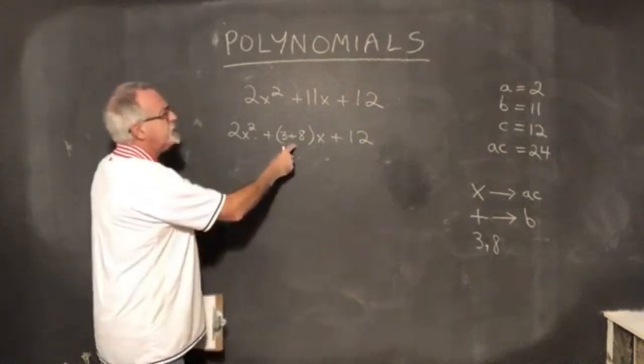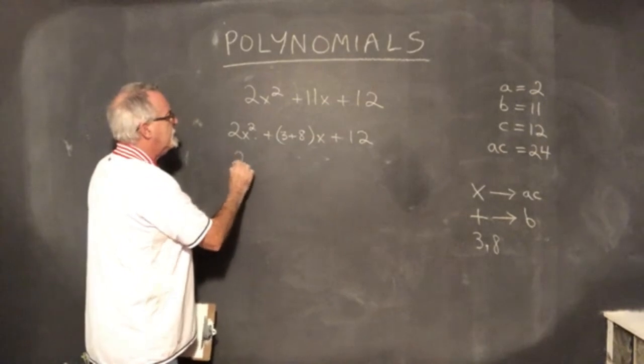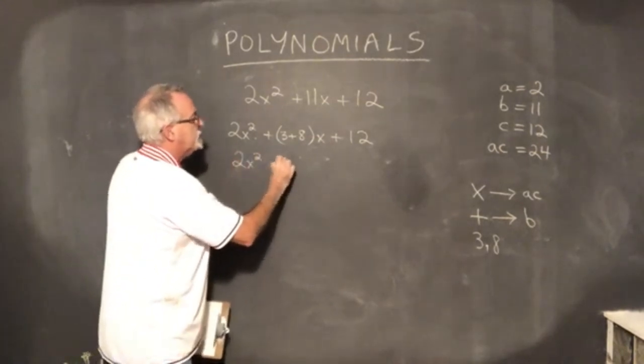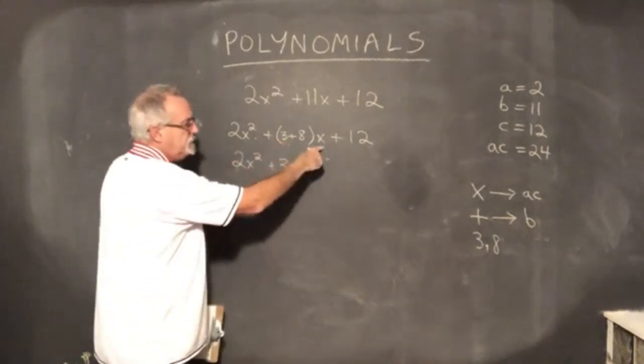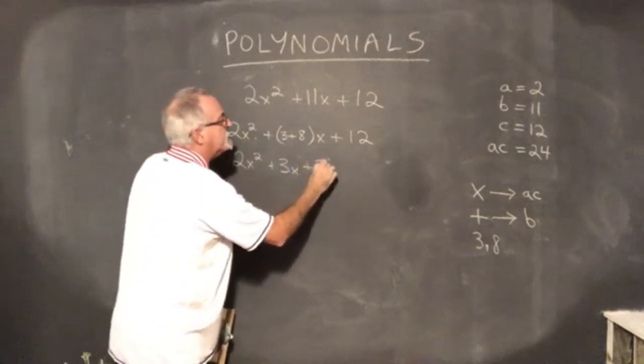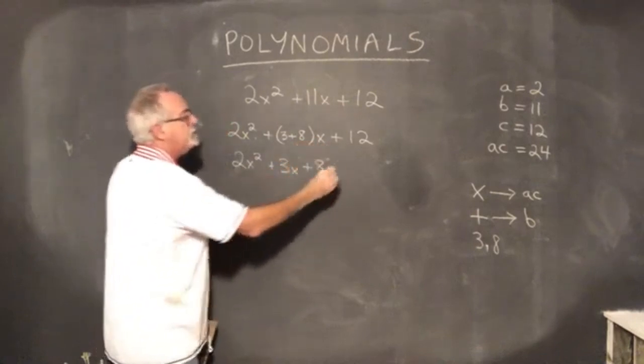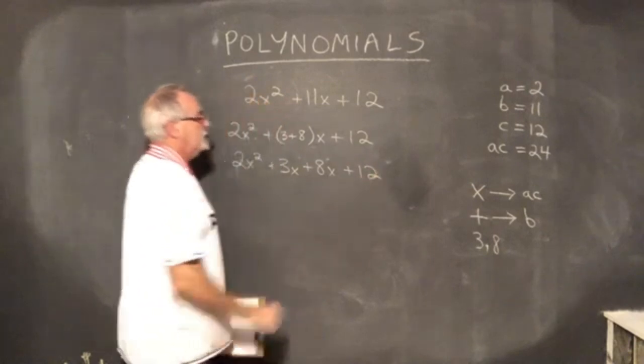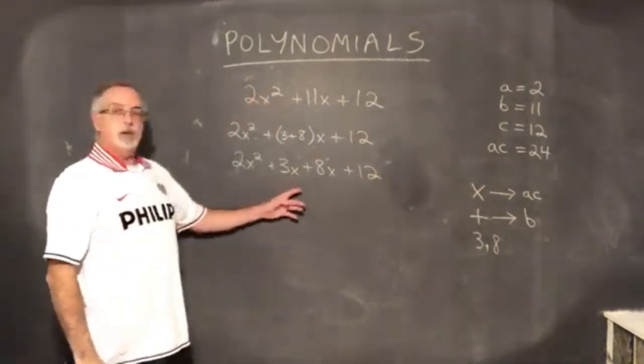Yes. The distribution thing means I can say 2x squared plus 3x, because the 3 is being multiplied by the x, plus 8x, because of course the 8 is also being multiplied by the x, plus 12. I now have a 4-term polynomial.